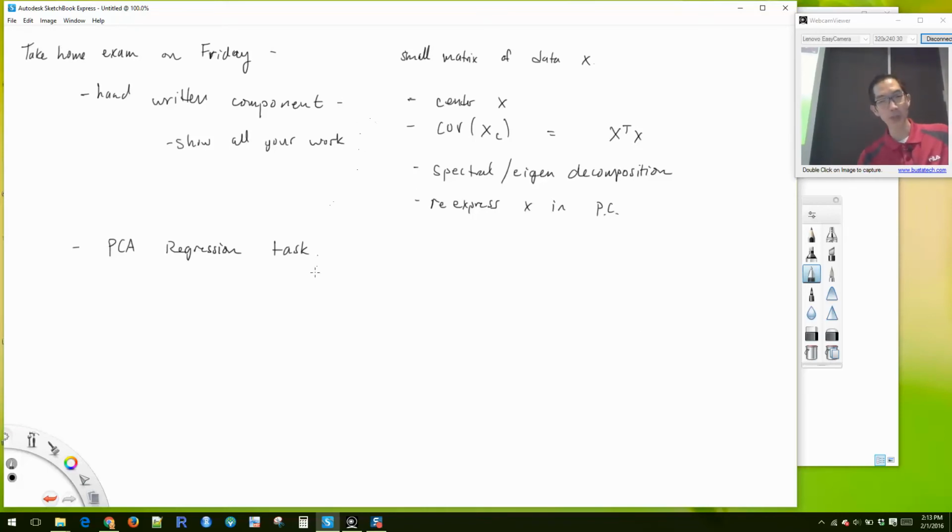Well, okay, let's see. Oh, how am I going to do this? Okay, so the PCA regression task, I'm going to have to split this into 2 parts because the handwritten part you have to turn in by hand. So this will be due in class Monday. Is that okay? Due in class Monday, so that would be what, 2 p.m.? All right, and then the PCA regression task will be Monday, 11:55 p.m.